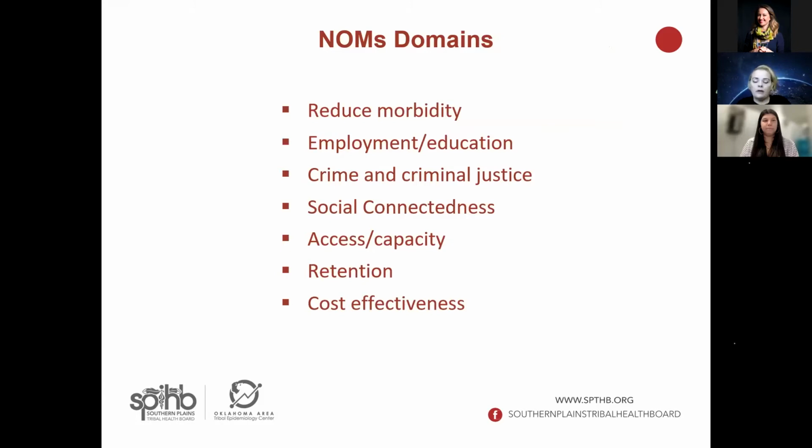Here are the domains covered in NOMS: reduced mortality and morbidity, employment and education, crime and criminal justice, like I said, the UCR data for crime, social connectedness, access, capacity, retention, and cost effectiveness. And what you may also find when you go into the NOMS data is the indicators they use to report those things, and then you can look at those sources of data and possibly find it at your community level.